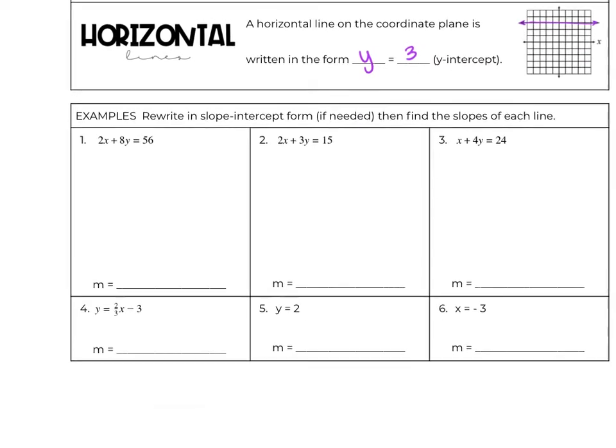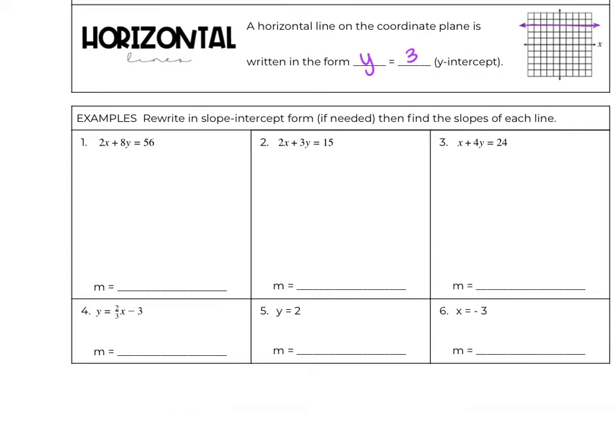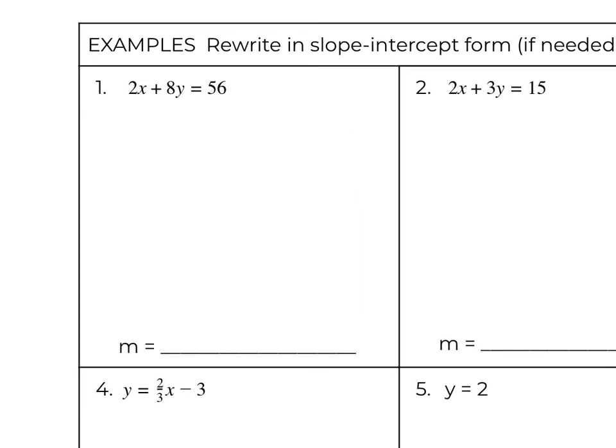Okay, so rewrite in slope-intercept form, if needed, then find the slopes of each line. So this one, is it in slope-intercept form right now? No, because y is not by itself. So solve for y. You do this just like you're solving an equation. Okay, I want y on the left.